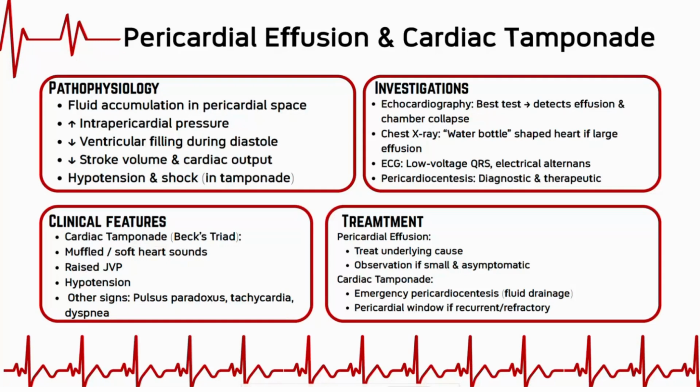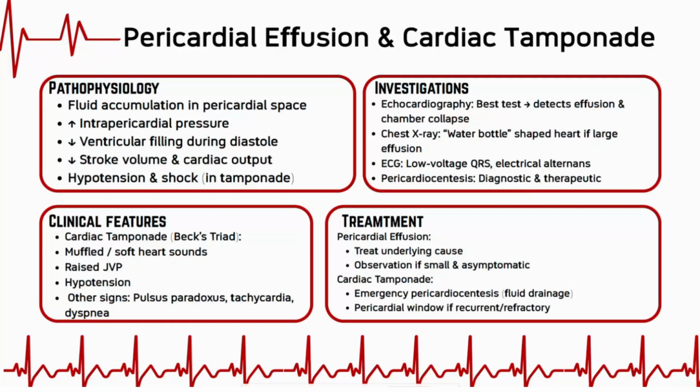We can also have other signs such as pulsus paradoxus. So pulsus paradoxus is essentially the volumes within the left heart will be decreased with inspiration, and this results in exaggerated decrease in the systemic cardiac output and a drop in the systemic blood pressure.